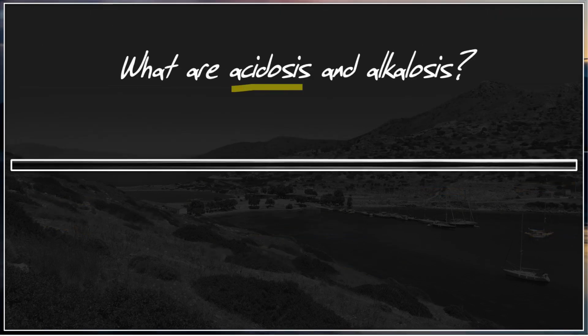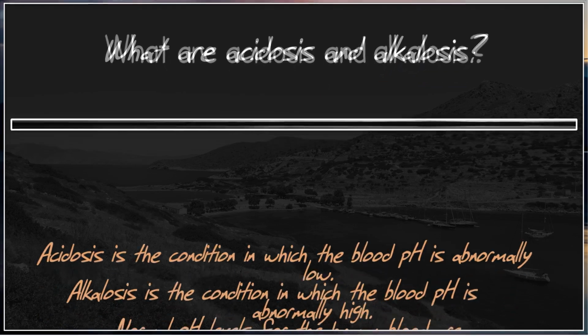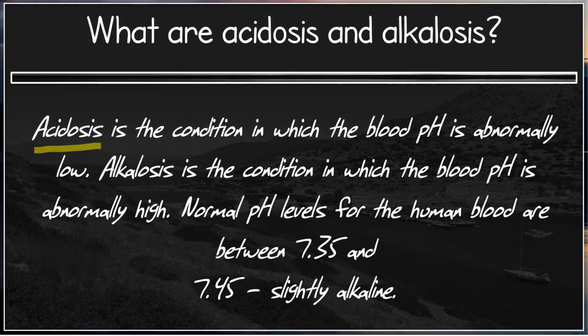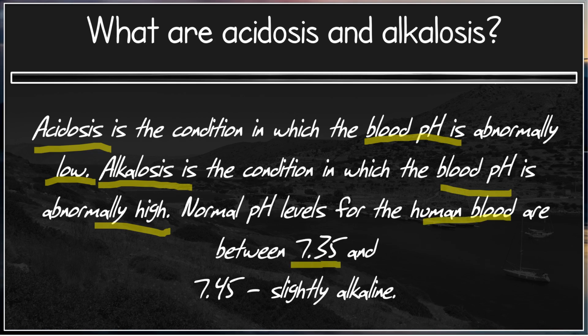What is acidosis and alkalosis? Acidosis is the condition in which the blood pH is abnormally low. Alkalosis is a condition in which the blood pH is abnormally high. Normal pH levels for human blood are between 7.35 and 7.45, slightly alkaline.